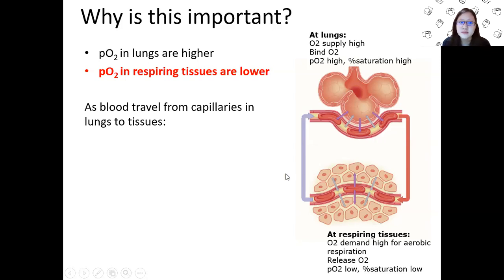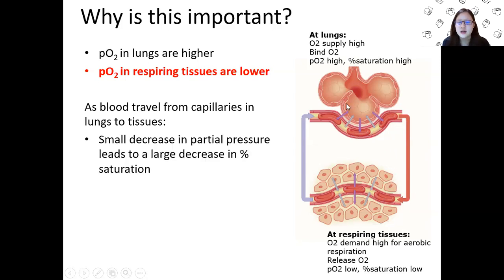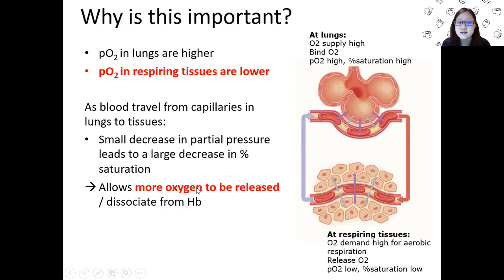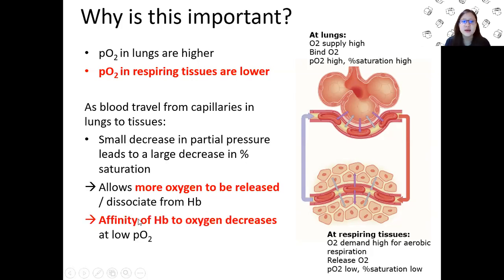So when you think about it, as blood travels from capillaries in lungs to tissues, in capillaries and then back to the heart, and then back to arteries and capillaries again, you expect a small decrease in partial pressure to lead to a large decrease in percentage saturation. So as the hemoglobin detects a small change in partial pressure, oxygen will be released. This allows more oxygen to dissociate from Hb, which is short for hemoglobin here. And affinity of Hb to oxygen would decrease at low partial pressure of oxygen.